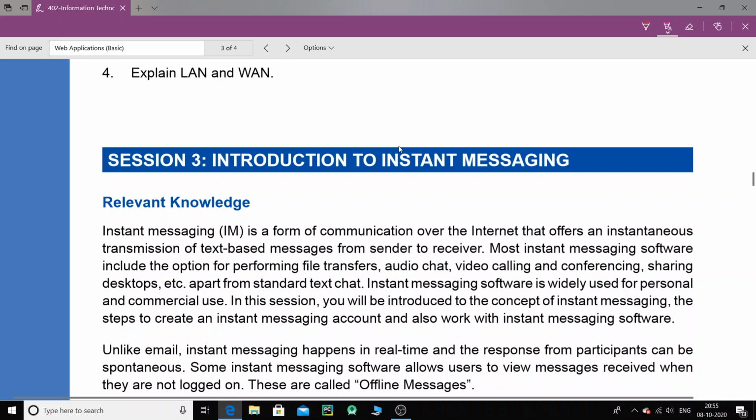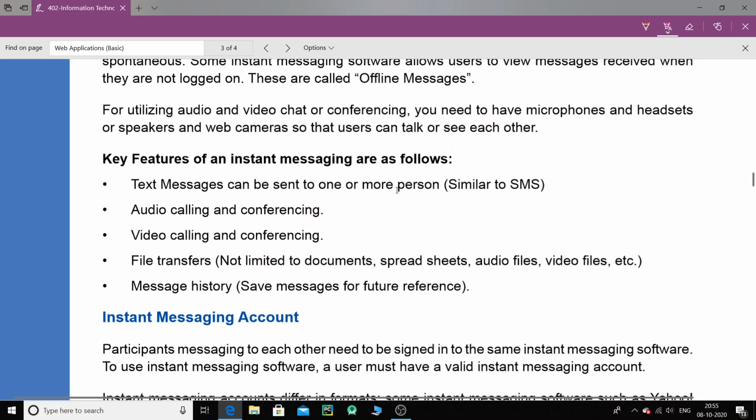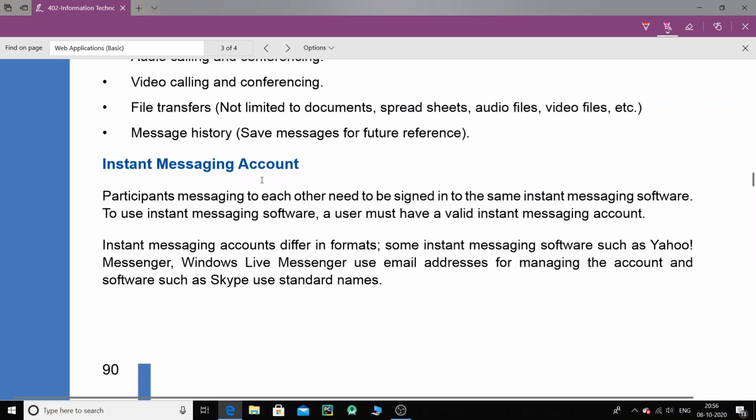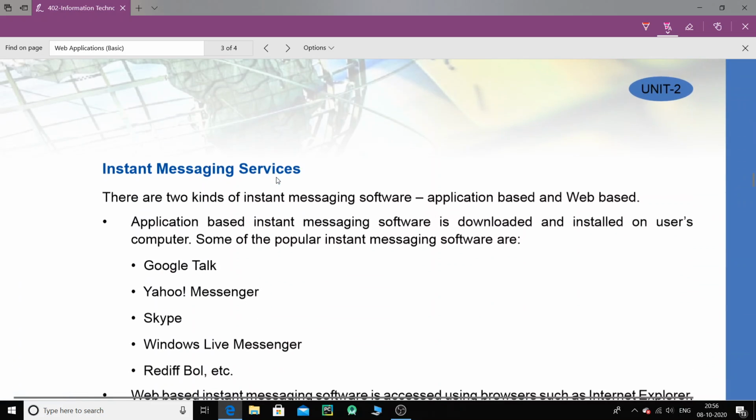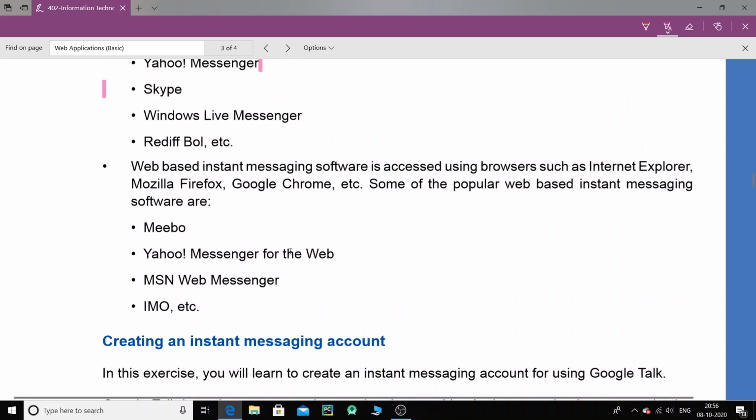Then we will go to the introduction to IM, that is instant messaging. So IM is something that we all are using nowadays. Text messages can be sent to one or more persons, audio calling and conferencing, video calling and conferencing, file transfer, everything we are using. And nowadays we are using WhatsApp, which is also one of the apps that comes under IM basically. We can have some web-based IM also, that is Google Talk, Yahoo Messenger, Skype, Windows Live Messenger, and Rediff Bol, etc.